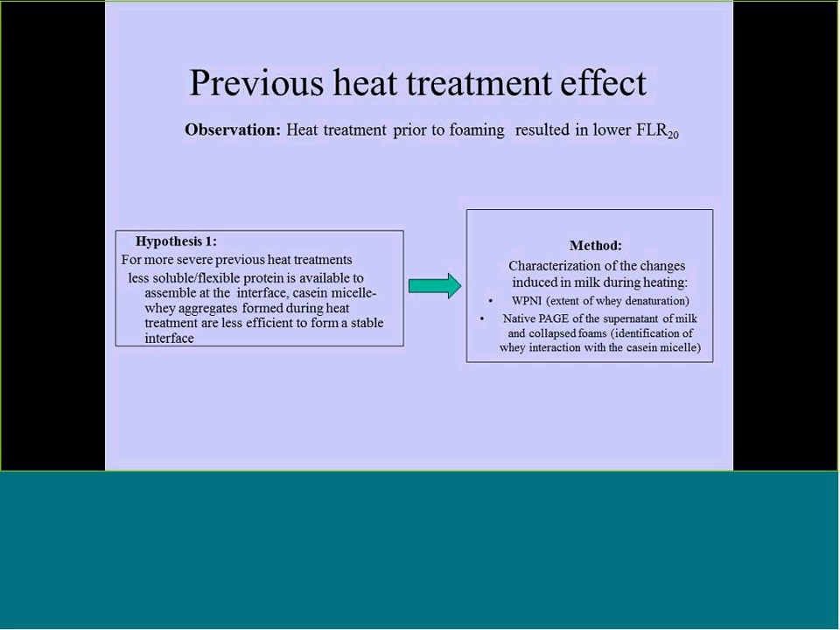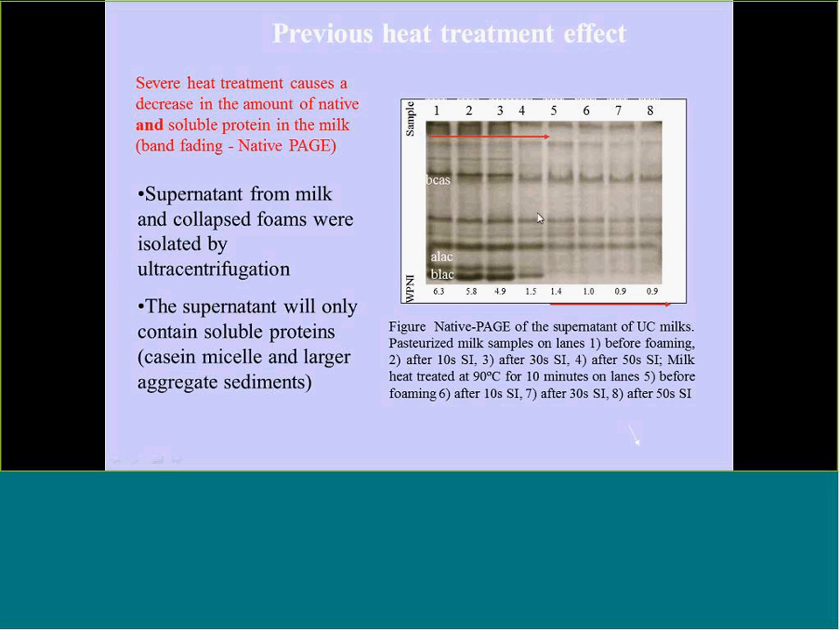But if you have denatured proteins, in other words, you increase the heat treatment, there is denaturation, so you do not have that many bands here. So these are electrophoresis bands, incidentally, and you'll find that these proteins are not very good at stabilizing foams, whereas these are.